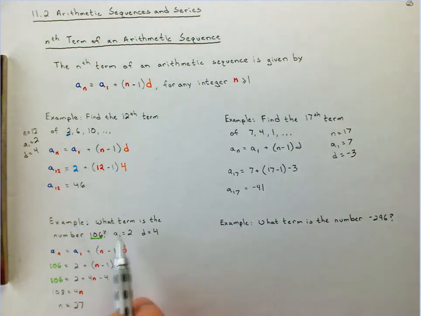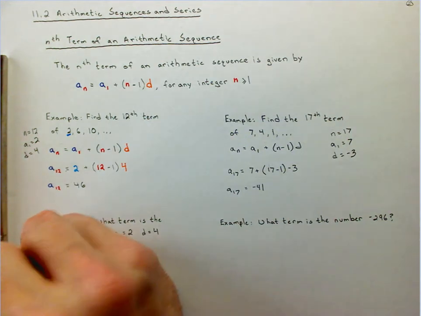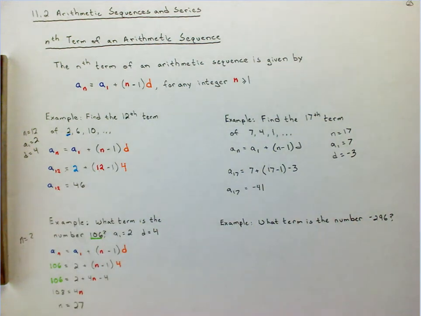But this one, they either give you the first few numbers in the series, or they actually give you the values. So with this problem, I'm given that a sub n is 106, a sub 1 is 2, and my common difference is 4, and what I'm solving for is n. So I need to isolate n. I get rid of the parentheses with the distributive property, I combine like terms, and then I solve for n, and I end up with n equals 27. The 27th term in this arithmetic sequence.